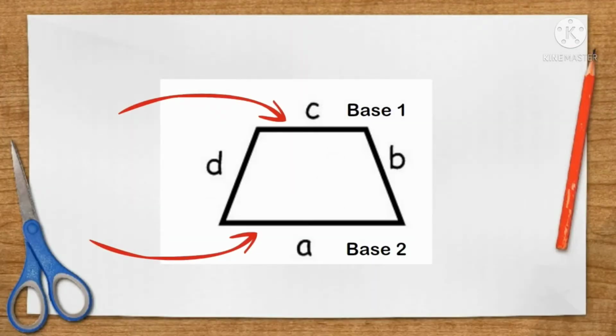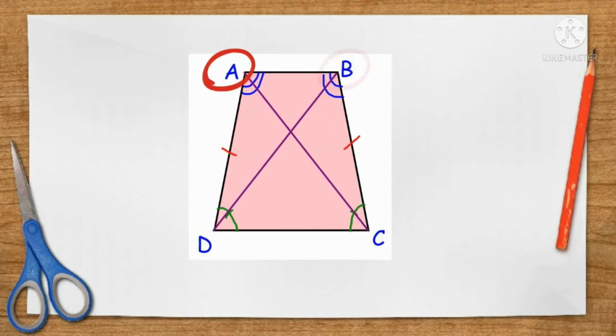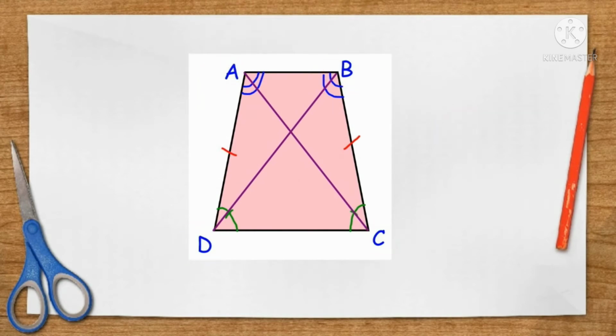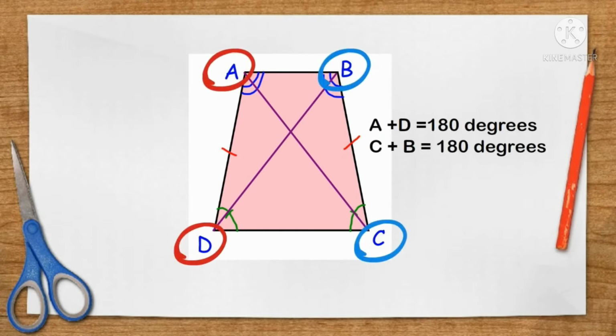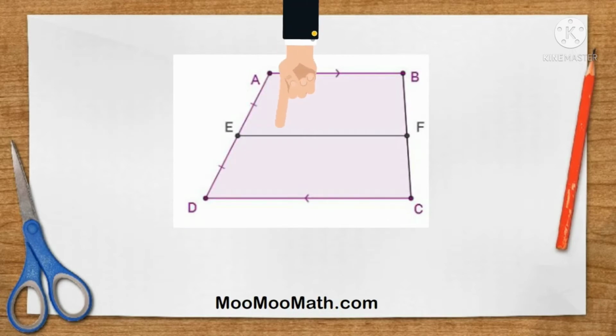The sides A and C are called bases. Those parallel sides are called bases. So in the trapezoid, the parallel sides are the bases and the non-parallel sides are called legs. It has four angles. The sum of the four angles is equal to 360 degrees. Angles A, B, C, D sum to 360 degrees. And angles A and D sum to 180 degrees, and C and B sum to 180 degrees. It has four corners. The corners are called vertices.